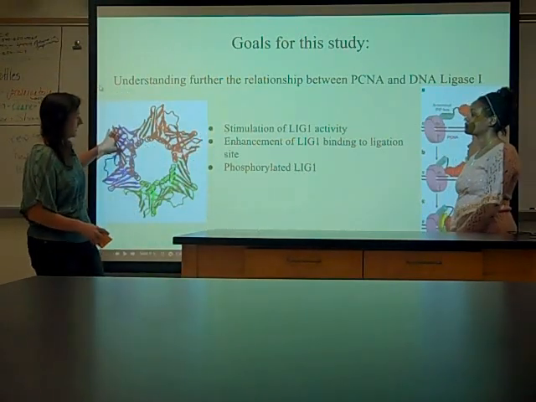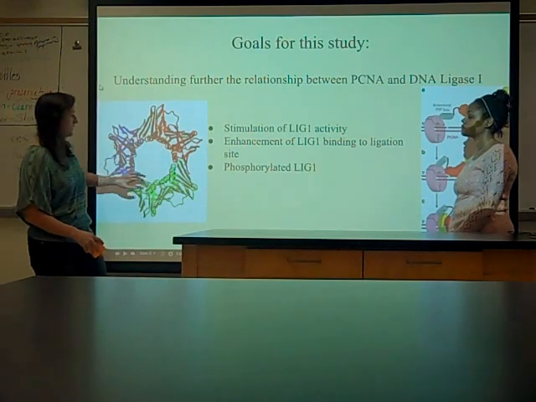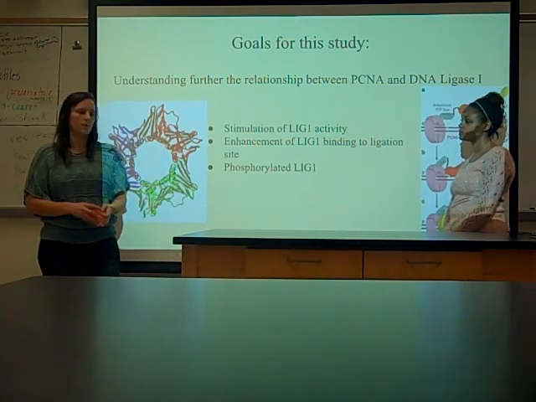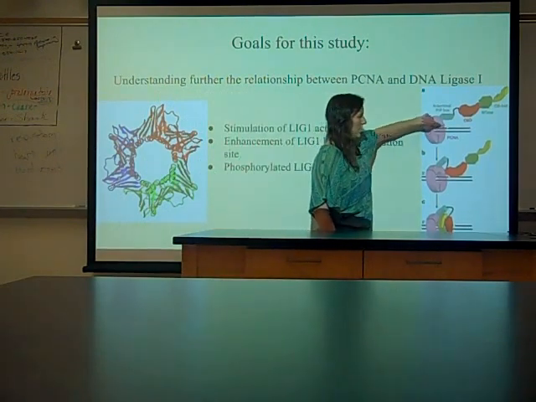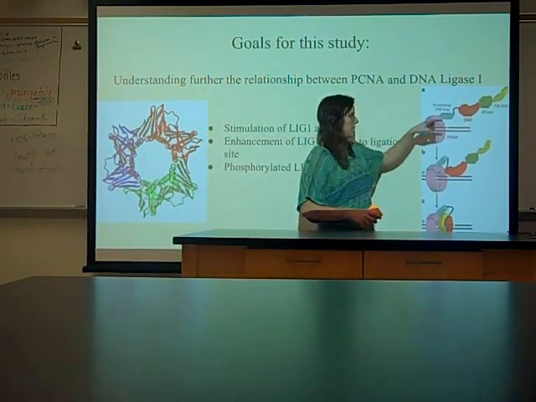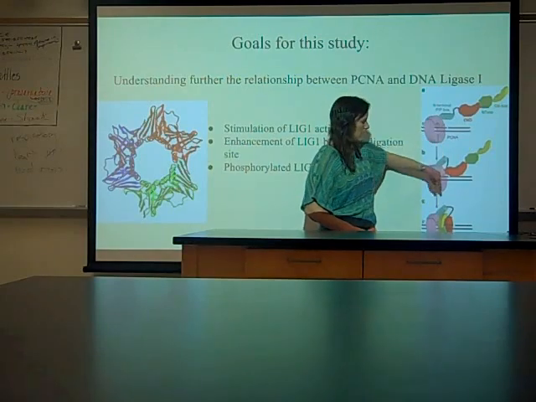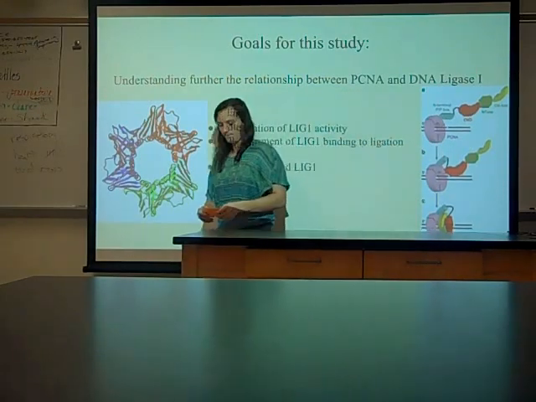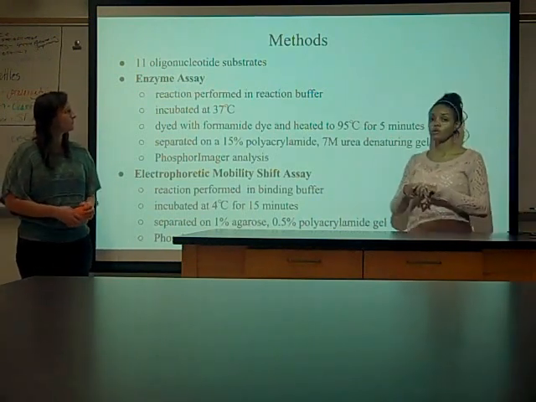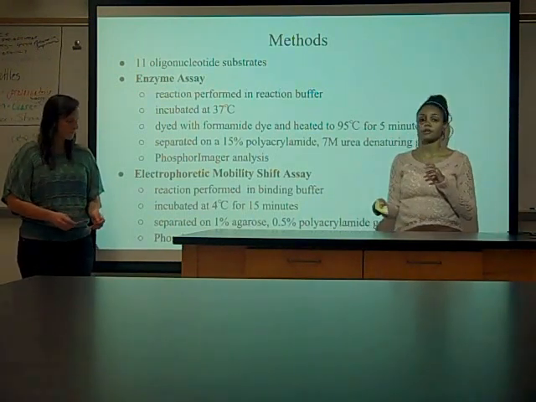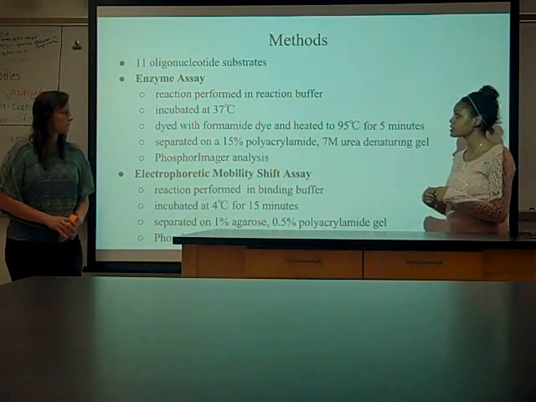And this is what PCNA looks like. It has 3 subunits, and they're all the same, so it's called a homotrimer. What it does is, if this is your DNA, this is PCNA, it clamps around that DNA, and that stimulates DNA ligase to come in and bind to the DNA as well. So again, we're going to go over only 3 experiments that we found were really interesting within this paper.